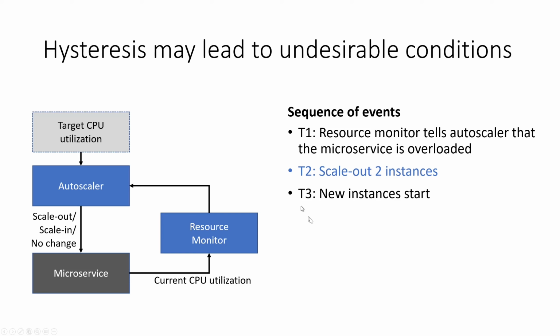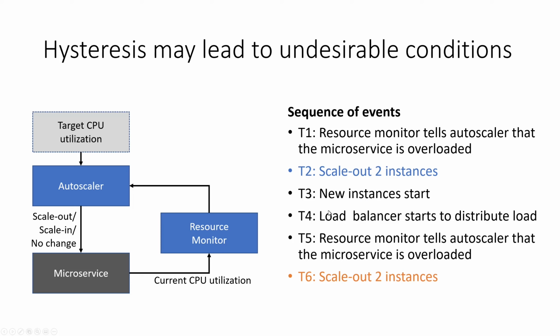So let's have a look at this example sequence of events. At time t1, the resource monitor tells the autoscaler that the microservice is overloaded. So the current CPU utilization is above the target CPU utilization. So the autoscaler might decide to scale out and create new instances. So let's say it creates 2 instances. So at time t3, it takes some time for the new instances to start. Then at time t4, the load balancer starts to distribute load.